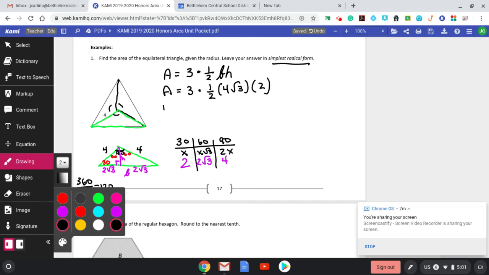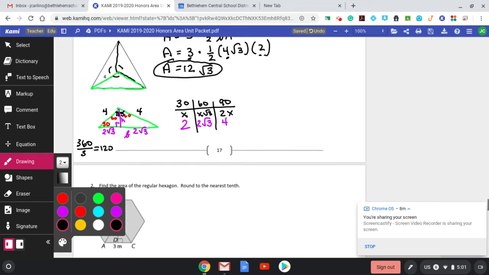So now in simplest radical form, I have 3 times 1/2 times 4 times 2. I'm going to keep the radical 3 in my answer because it says simplest radical form. So 3 times 1/2 times 4 times 2. That should give me, let's see, 24. Half of 24 is 12 radical 3. So there it is for that one. Okay, 12 radical 3. All right, hopefully we're good there. Okay, because that's all we're going to do is start breaking these up.